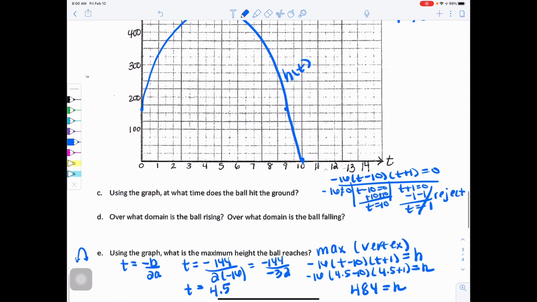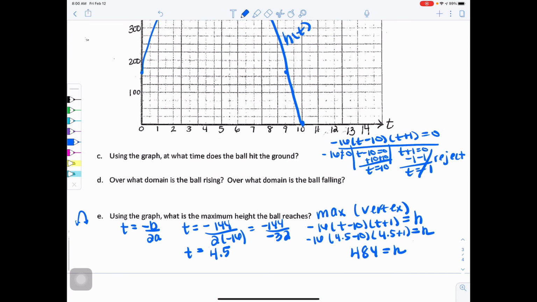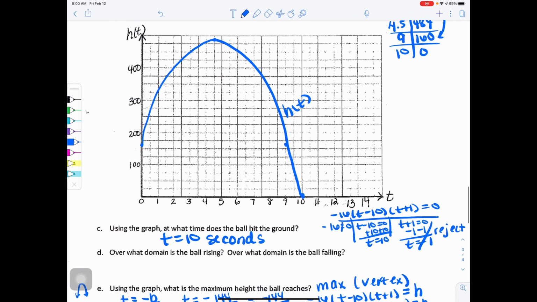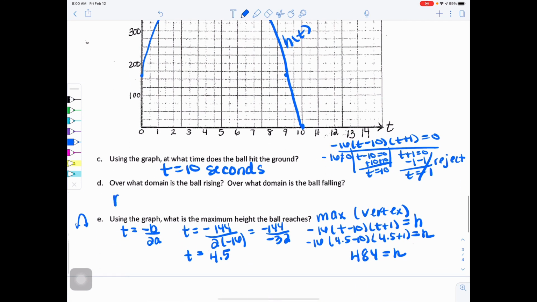So now we can go back and answer the questions C, using the graph, at what time does the ball hit the ground? We want an h of t value of 0, so that's going to happen at t equals 10 seconds. Then D, over what domain is the ball rising? So we're on the upswing all the way up till that axis of symmetry at 4.5. So it's rising from 0 less than t and less than 4.5. We're going from 0 to 4.5.